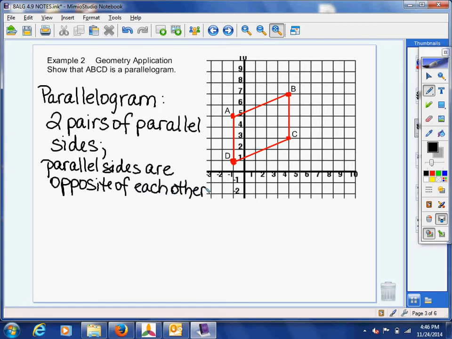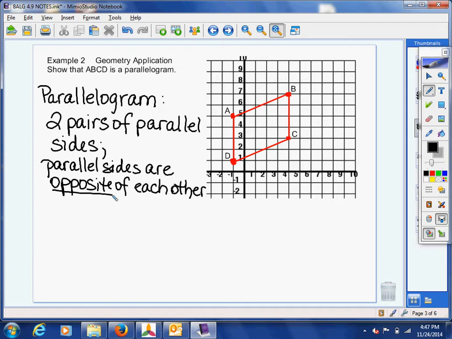Okay, so just to recap, a parallelogram has two pairs of parallel sides, and the parallel sides are opposite of each other. So what we want to see is if AD and BC are parallel. That's what we're interested in. And then we want to see if AB and DC are parallel. So those are opposite sides, and we just want to double check that.